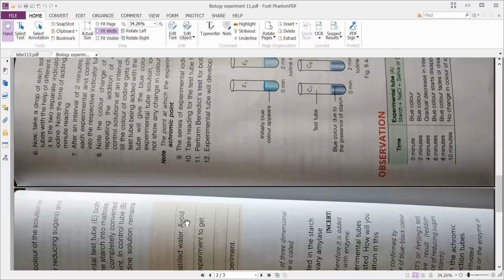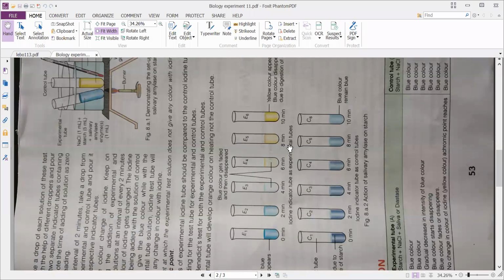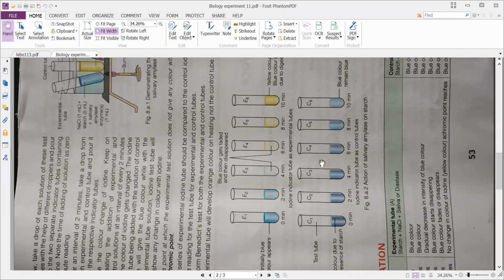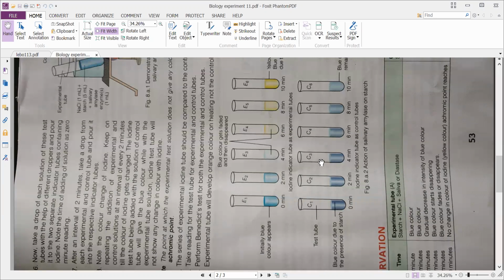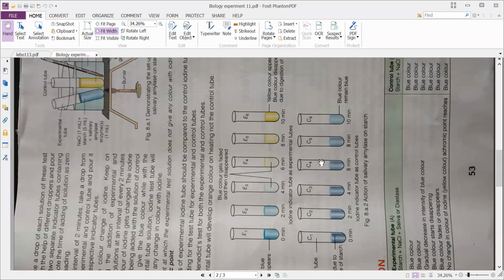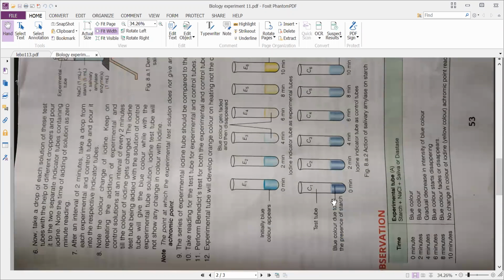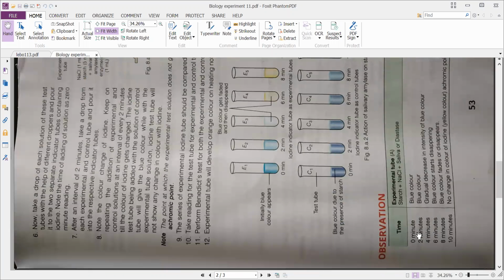And next after this, on the left side, you have to draw the diagrams of the test tubes. Here, 2 test tubes are given. All those 2 test tube series you have to draw, E1 to E6 and C1 to C6. All the diagrams with labels, with minutes and all that, you have to draw on the left side. After that, below the diagram, you have to go with the observation table. That is experiment number 11.